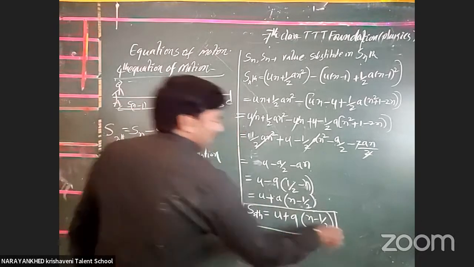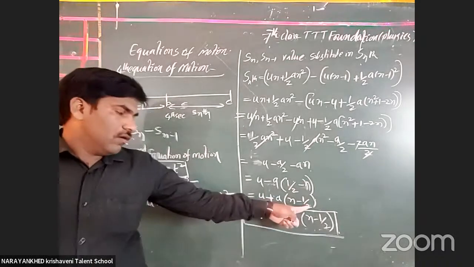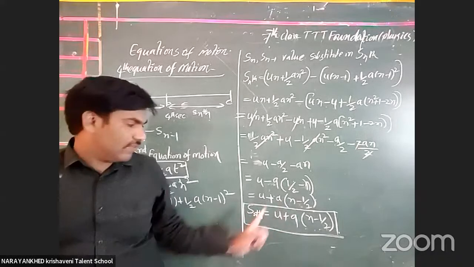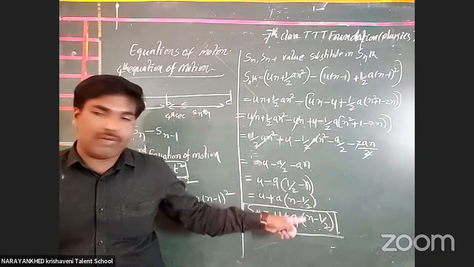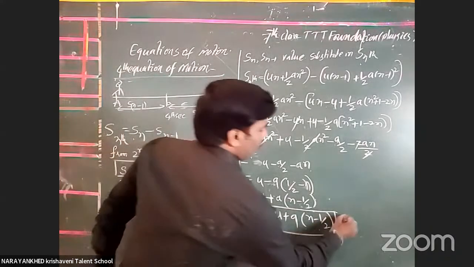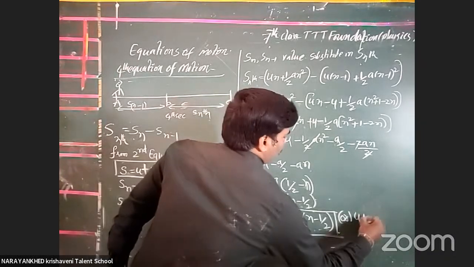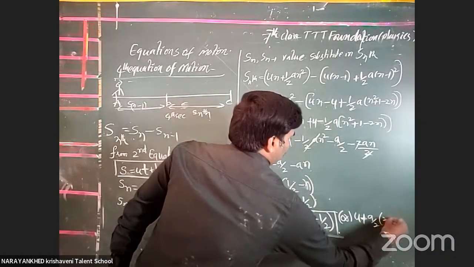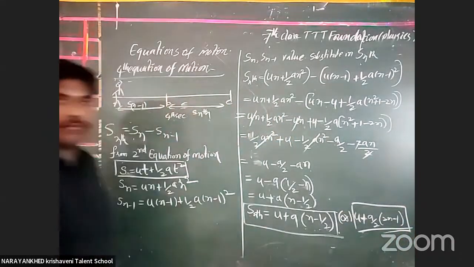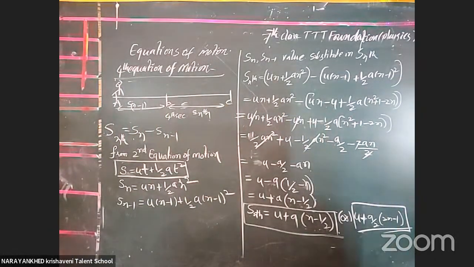It is also written as 2n minus 1 by 2. Yes, u plus a by 2 into (2n minus 1). Like that also it may be written. Or it is also written as u plus a by 2 into (2n minus 1). These are the formulas we have to get.